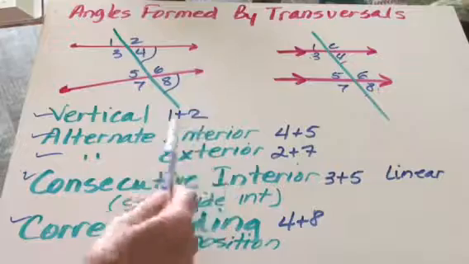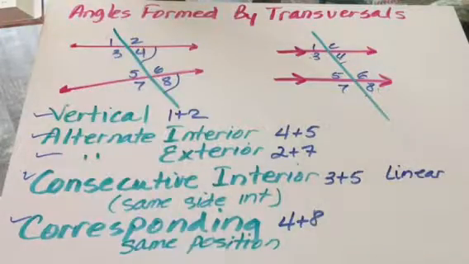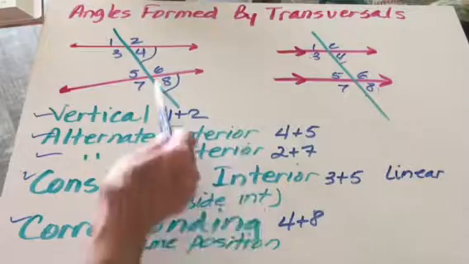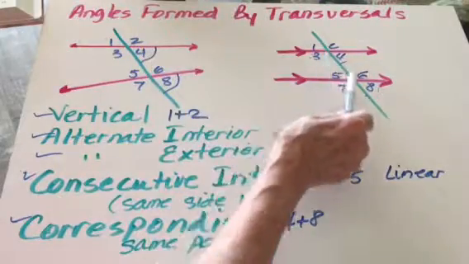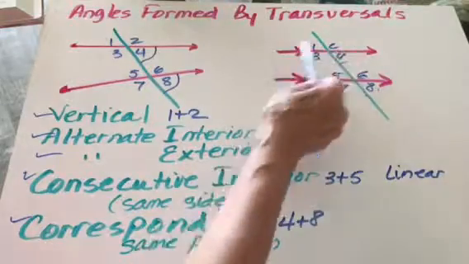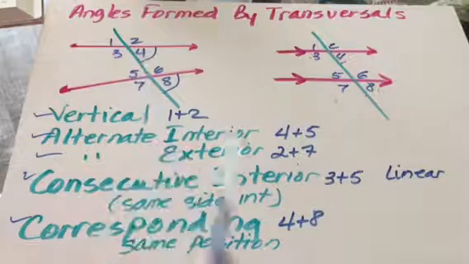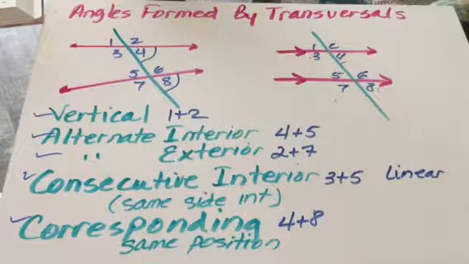Vertical, I think, is very easy because of V, vertical. So the two V's across from each other. Alternate interior on the inside of the lines, and you just go back and forth. Alternate exterior, they're on the outside, and you go back and forth. Consecutive interior, which means the same side interior. Again, it's kind of a given if you understand the terminology. Corresponding kids sometimes have a hard time with remembering. Corresponding means the same position.